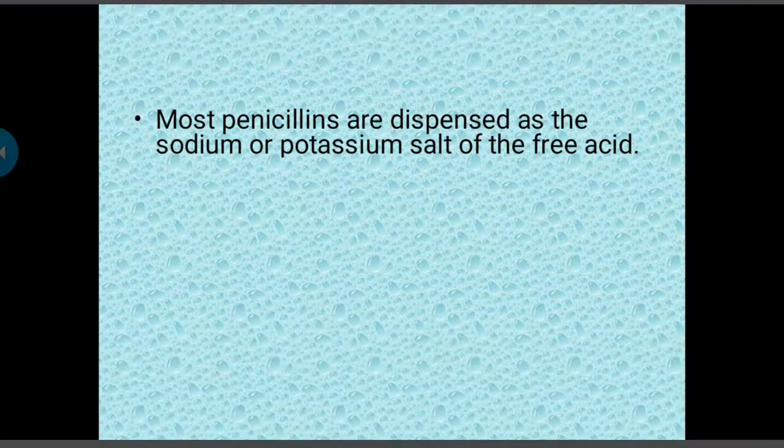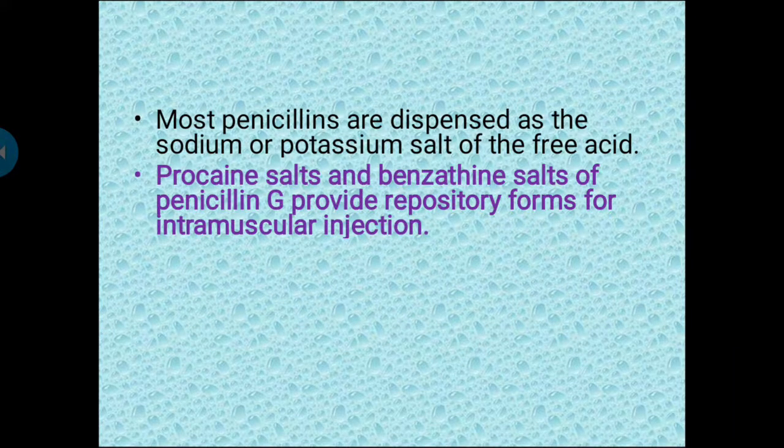Most penicillins are dispensed as the sodium or potassium salt of the free acid, and procaine salts and benzathine salts of the penicillin G provide repository forms. Normally penicillins need to be given quite frequently because they act on the principle of time above MIC. That means the longer it remains above the MIC, the more consistent is their action, because they are short acting. But procaine penicillin and benzathine penicillin are two forms of repository penicillin which can be given at a larger interval. That means they can be given less frequently.